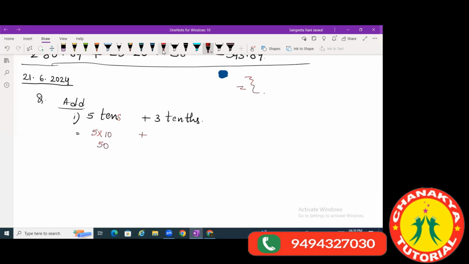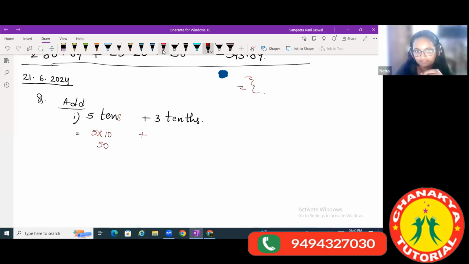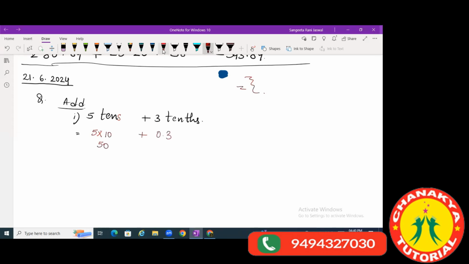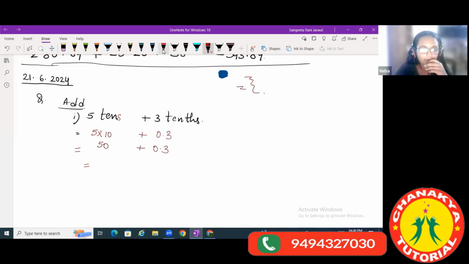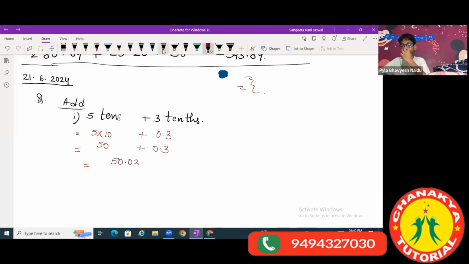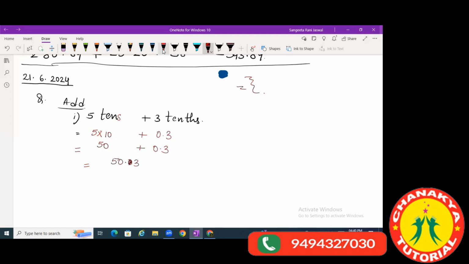Okay, then 3 tenths. How will you write 3 tenths? 0.3. Okay, so now it's 0.3. Now when you add it, what do you get? 50.3. Yes, not 0.3, it's 3. Okay.